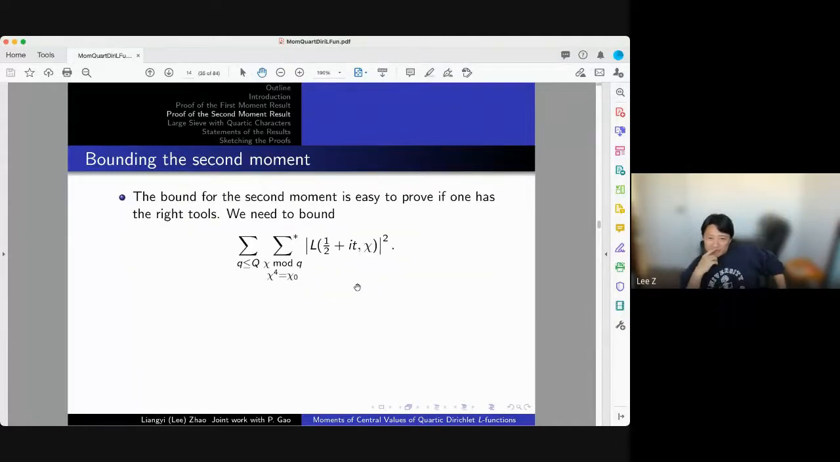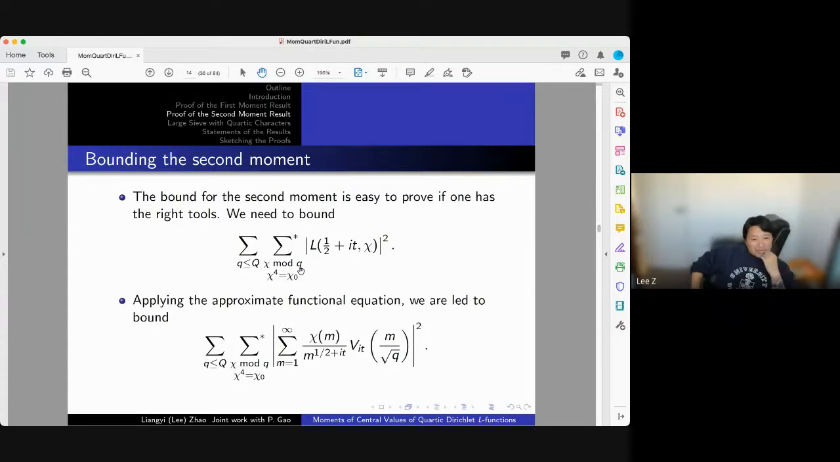Let's go to the second moment, and that's the expression that we want to bound. The bound for the second moment is easy if you have the right tool. So we need to bound this expression. We are looking at squares of these L functions, and we're summing over characters modulo Q. Again, we can apply the approximate functional equation, and we're led to bound this.